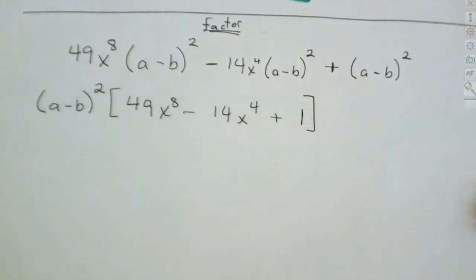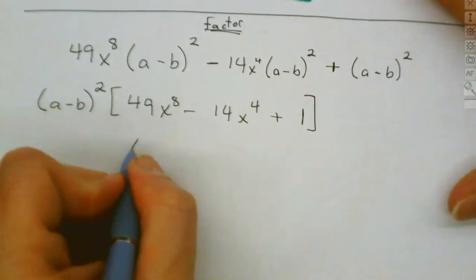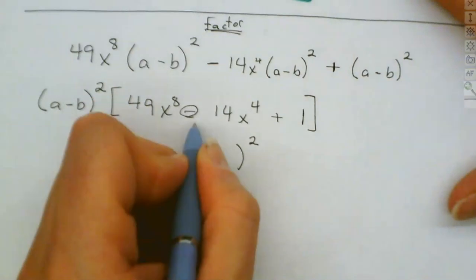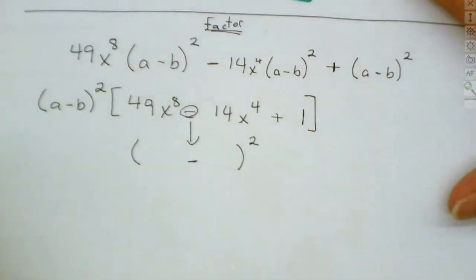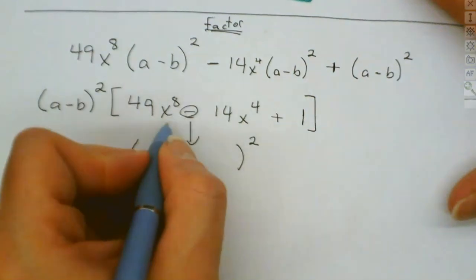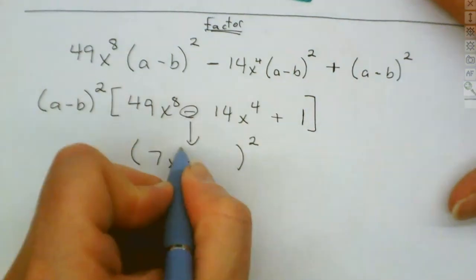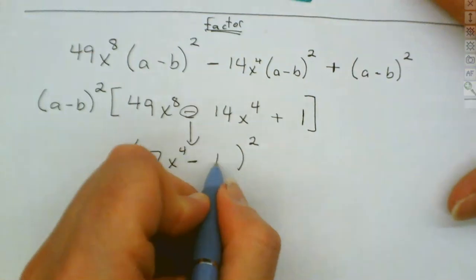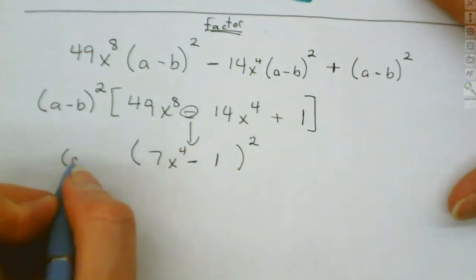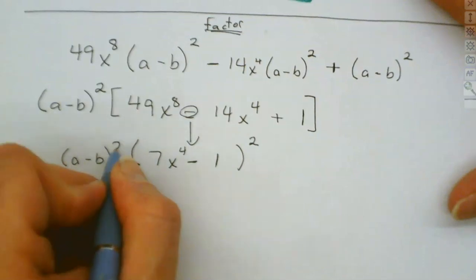Now, what do we know about 49? Perfect square of 7. What do we know about 1? Perfect square. So, how is this going to factor? What's the sign in the middle? Minus. It comes down. And we know 49 is a perfect square of 7. X to the 8 splits up in half as x to the 4th. And we know 1 squared is 1. What is still out in front of it? A minus b quantity squared.